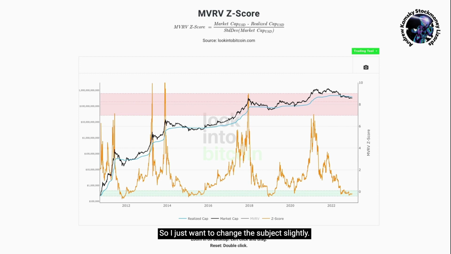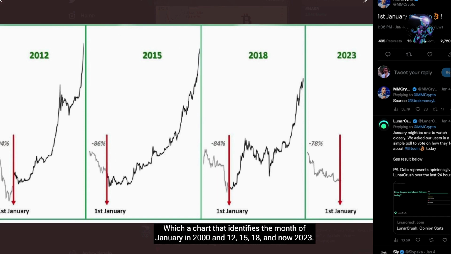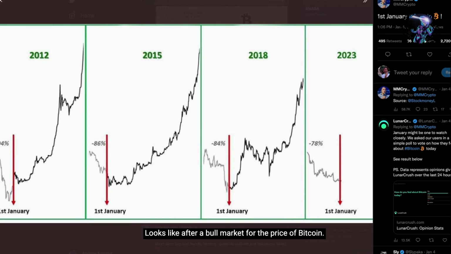So I just want to change the subject slightly. We posted this really cool chart that identifies the month of January in 2012, 15, 18, and now 2023, and basically gives a really interesting representation of what a new year looks like after a bull market for the price of Bitcoin.